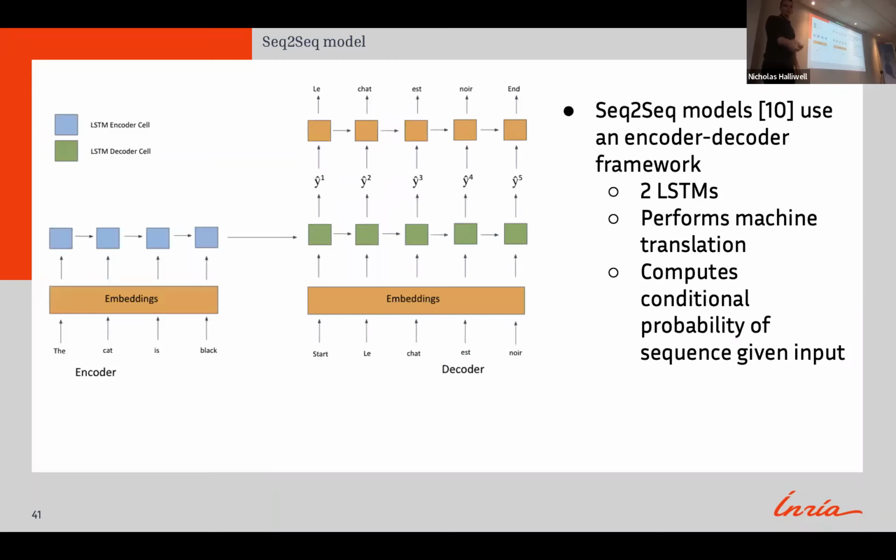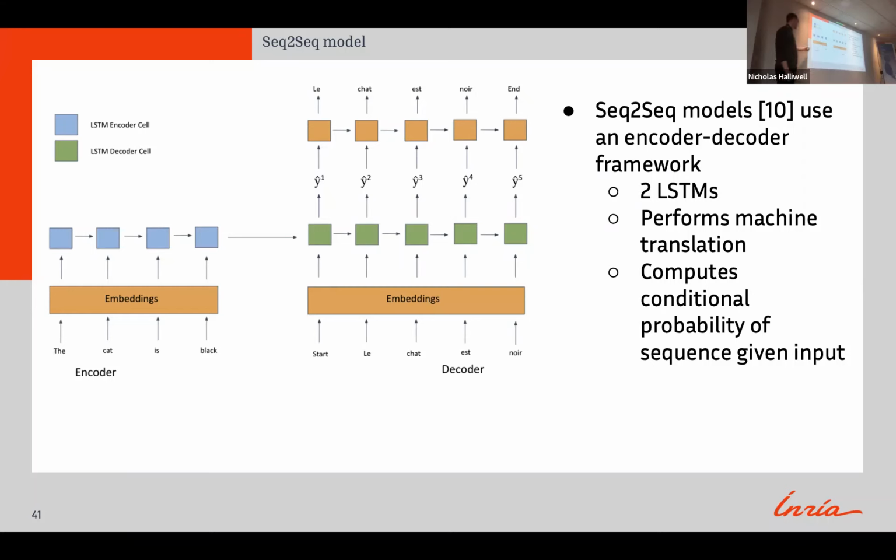We also use a sequence-to-sequence model at some point in the thesis. This uses an encoder-decoder framework. So you typically have two LSTMs, which you have here and here. This is used for tasks such as machine translation, and this computes a conditional probability of a sequence given some input.